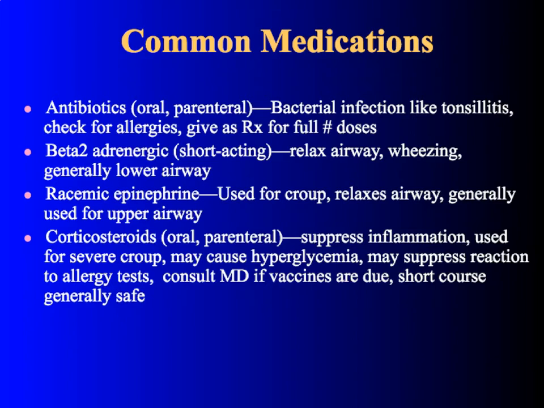Racemic epinephrine is used for croup. It relaxes the airway and is generally used for the upper airway. Corticosteroids, both oral and parenteral, suppress inflammation and are used for severe croup. They may cause hyperglycemia. They may suppress reaction to allergy tests, so consult an MD if vaccines are due, and a short course is generally safe.